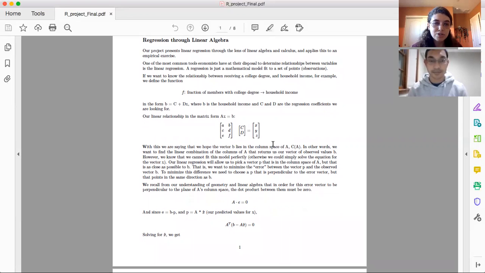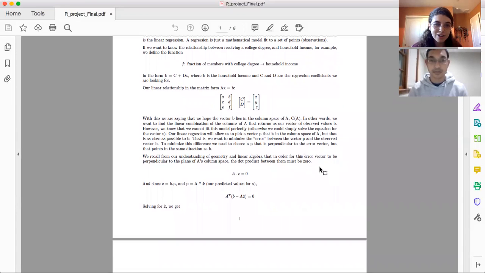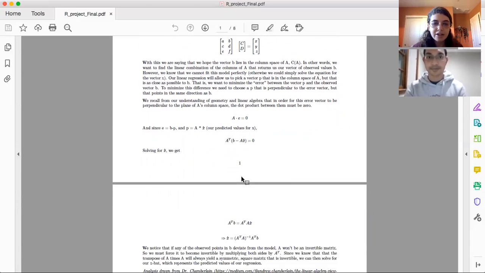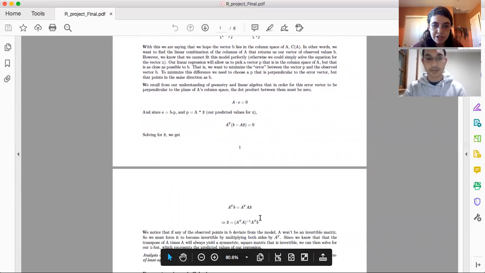And here, in order to do that, we need to choose a p that is perpendicular to the error vector, but that also points in the same direction as b. So we can invoke our linear algebra knowledge in remembering that in order for the error vector to be perpendicular to the column space of A, the dot product between them must be 0. Then solving for our x hat, which are our predicted values, or the slope estimates that we're trying to solve for, we see that we end up with this relationship.